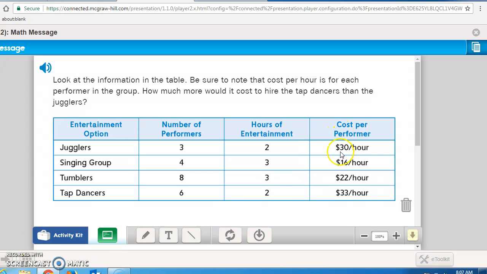So what you're looking at here, when it says $30 an hour, the hours of entertainment is 2. So for every juggler, I would have to take 30 times 2 is 60. But now there's 3 performers, so I'd have to take the 60 times 3 to get the total number for the jugglers. Same thing for the singing group. I'd have to take 16 times 3, that's per singing group, and then I'd have to take that total times 4 to figure out how much total it would cost for all 4 singing groups.